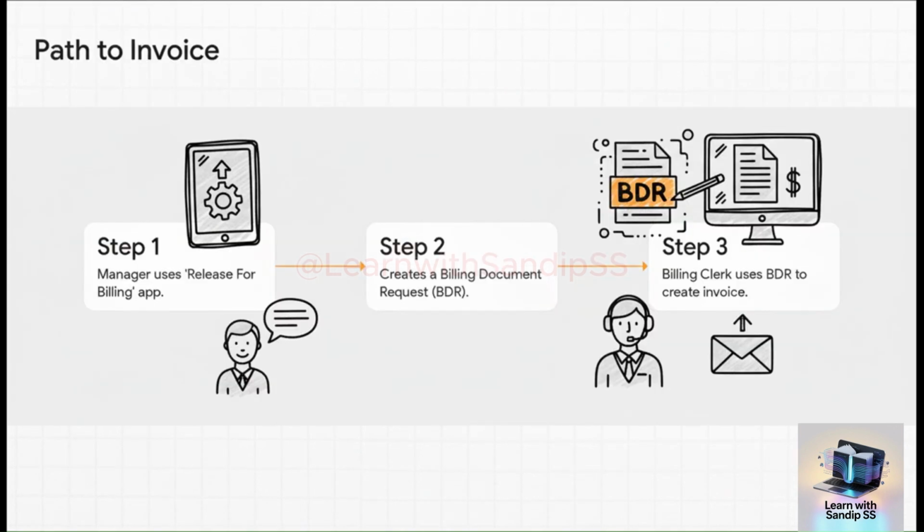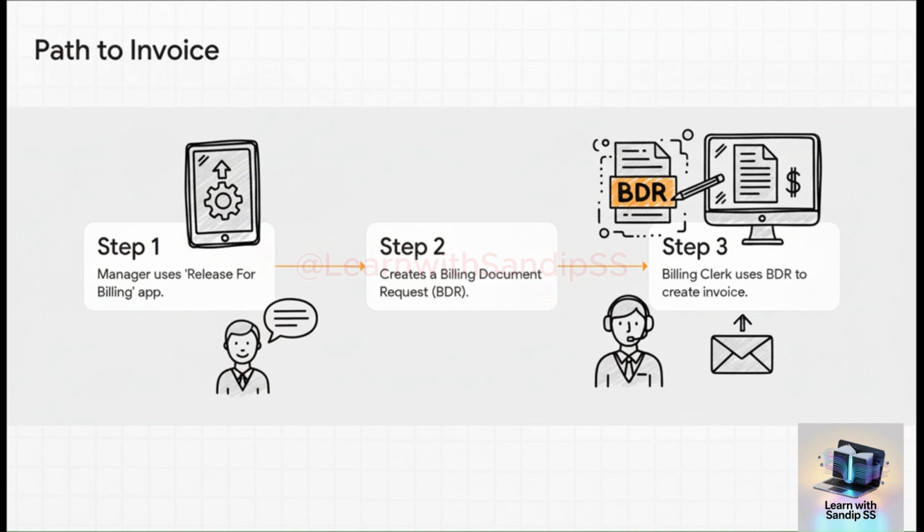And this final process is just as structured. The manager reviews the completed work and uses the Release for Billing app. Now, this action doesn't create the invoice itself. Instead, it generates something called a billing document request, or a BDR. Think of the BDR as an approved, prepackaged set of billing information. It then lands in the queue for a billing clerk, who uses that BDR to generate the final accurate invoice for the customer.